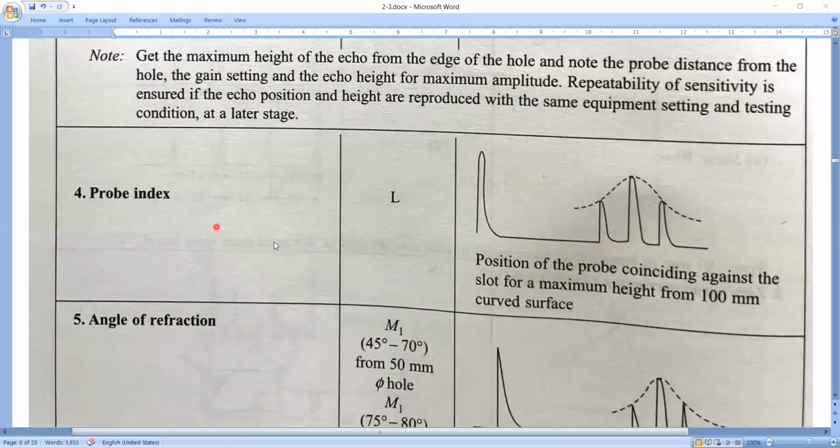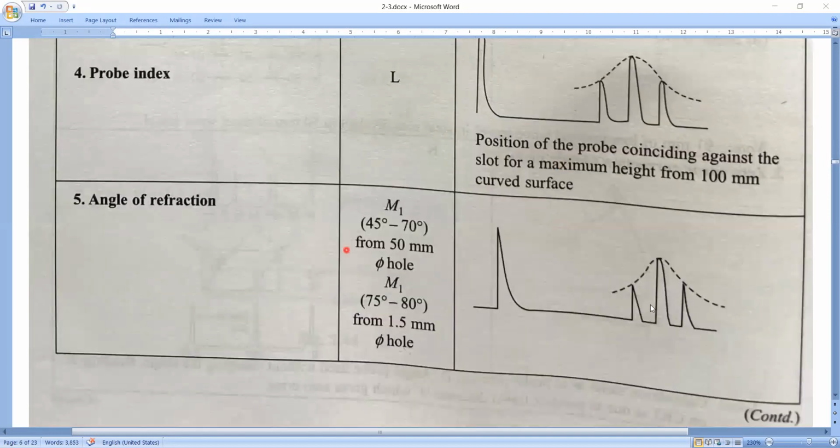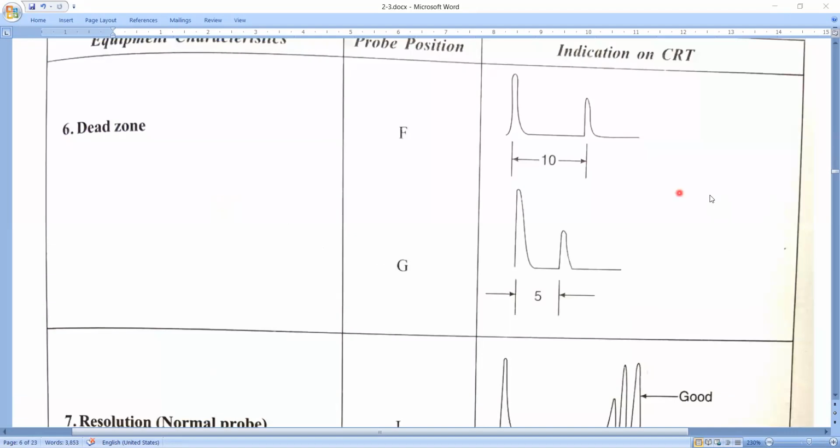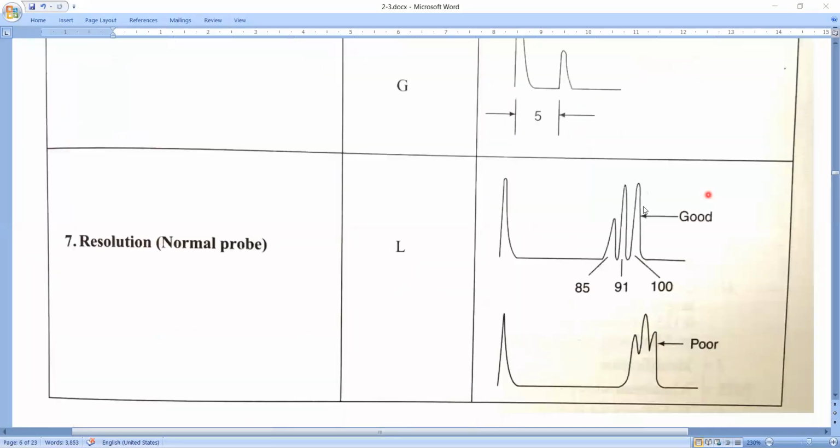Next, probe index. We can test the probe index. If the wave is like this, then we can assess the probe index with the help of the CRT display. Angle of refraction, see this. Next, this is the dead zone. This is the resolution test. Resolution, you can see this.